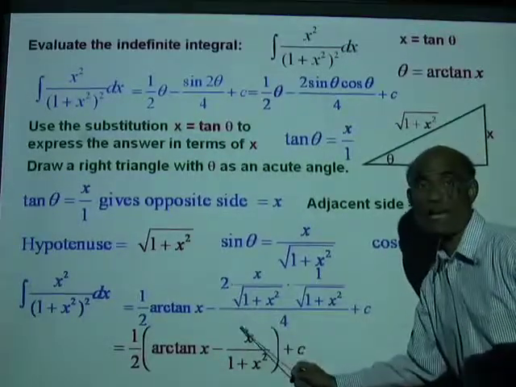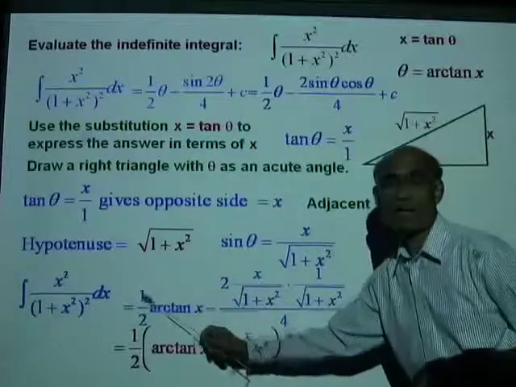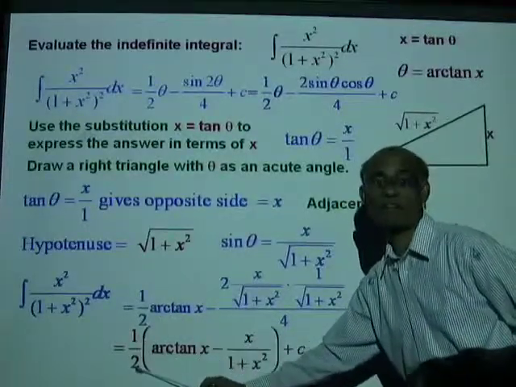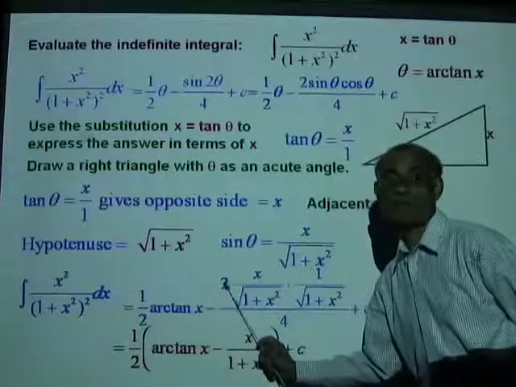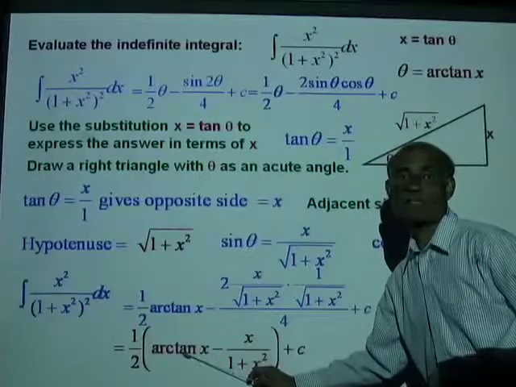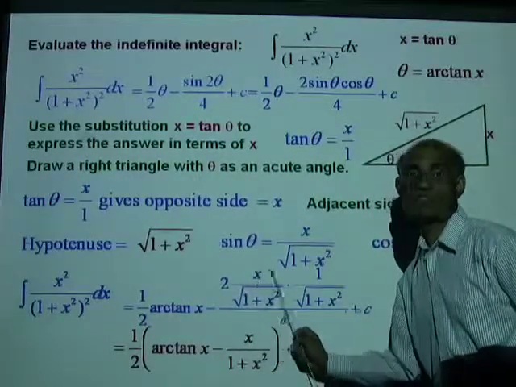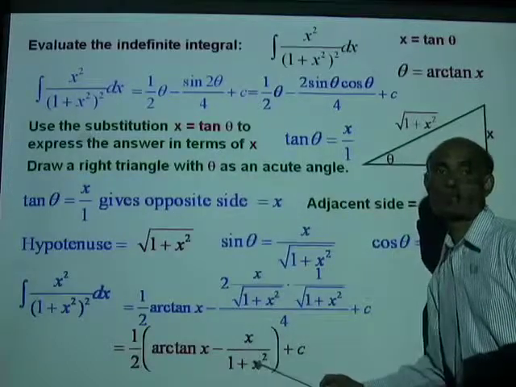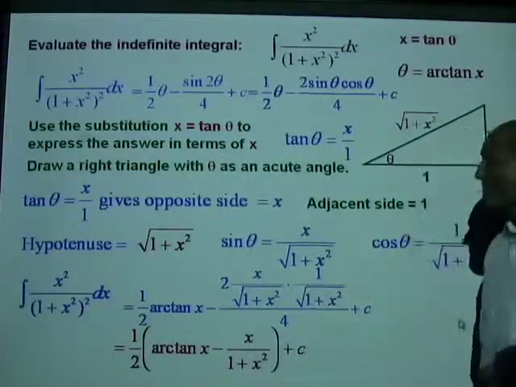Now here, if you notice, the 2 and the 4 go, leaving a 2 there. That means there is a 1/2 in this term and a 1/2 in the first term. It is that 1/2 that has been factored out. So 1/2 has been factored out, leaving arctan x minus x divided by these two multiplied, which gives you 1 plus x squared. And that is the final result.